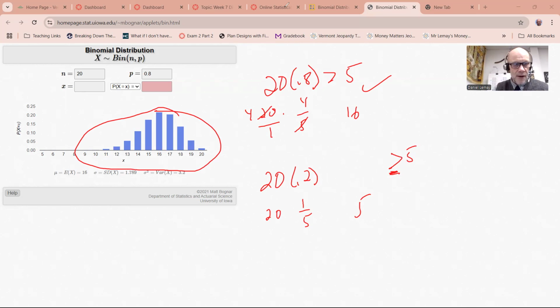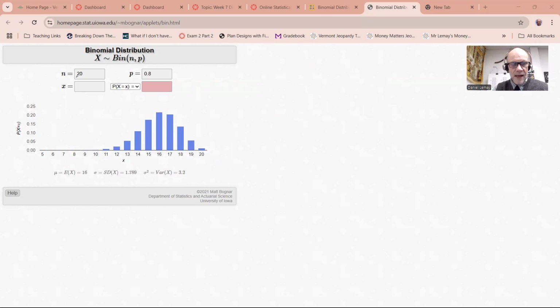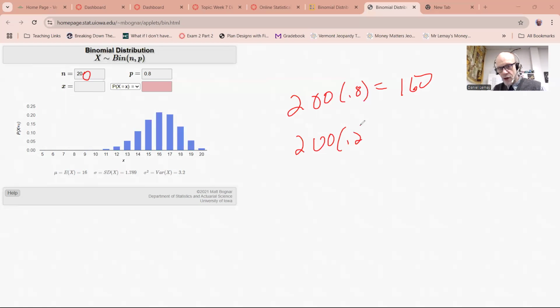What happens if I made this be 200? Let me clear my writing. I won't type in the answer until we check it out. So 200 times 0.8, I think that's 160 because I've just multiplied it by 10, right? And 200 times 0.2 is 40. So both of those are bigger than 5. This should be a normal distribution. Let's see if it is.